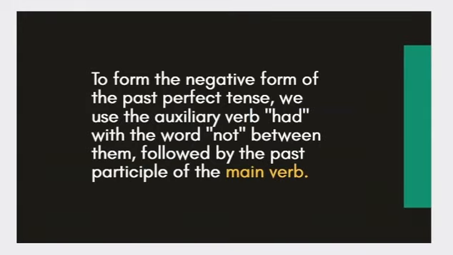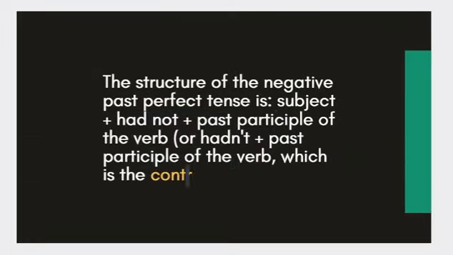To form the negative form of the past perfect tense, we use the auxiliary verb had with the word not between them, followed by the past participle of the main verb. The structure of the negative past perfect tense is subject plus had not plus past participle of the verb, or hadn't plus past participle of the verb, which is the contracted form.